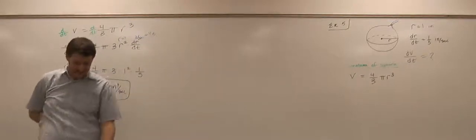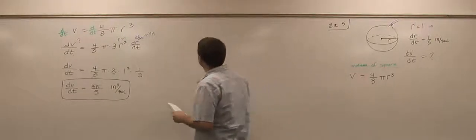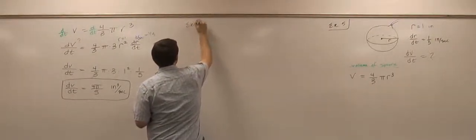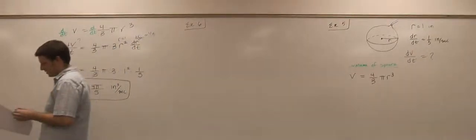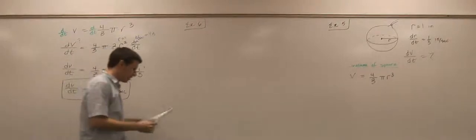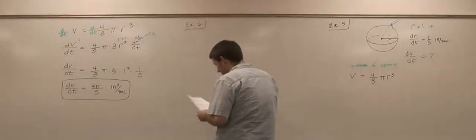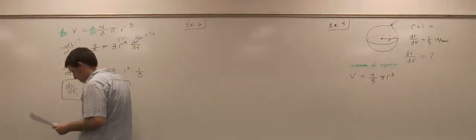Okay. Example number 6. A 13-foot ladder is leaning against the house, and the base of the ladder starts to slide away from the house.